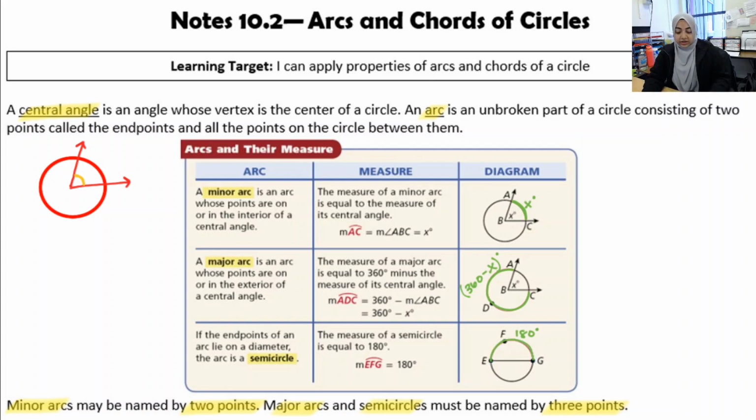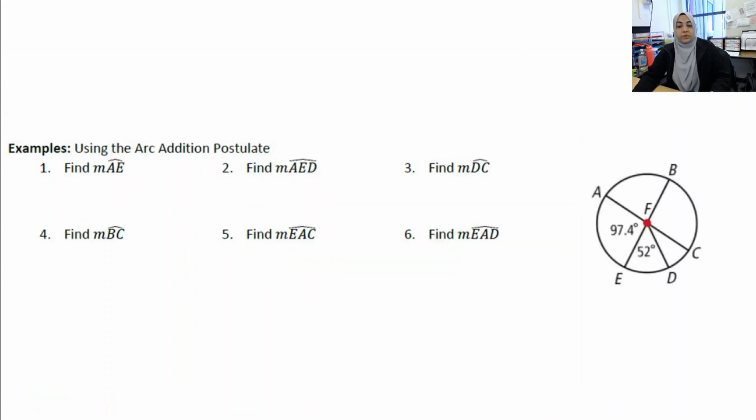All right, so now let's go ahead and do an example of how you find different measurements. So again, remember, anytime we're given 2 points, it's going to be a minor arc. If we're given 3 points, it's going to be a major arc. So it's saying using the arc addition postulate, find the measure of arc AE. So if it says arc AE, that's going to be a minor arc, and I'm going to go from A to E. Remember, the measure of any minor arc is equivalent to the measure of its central angle, which is this angle right over here, because angle AFE creates minor arc AE.